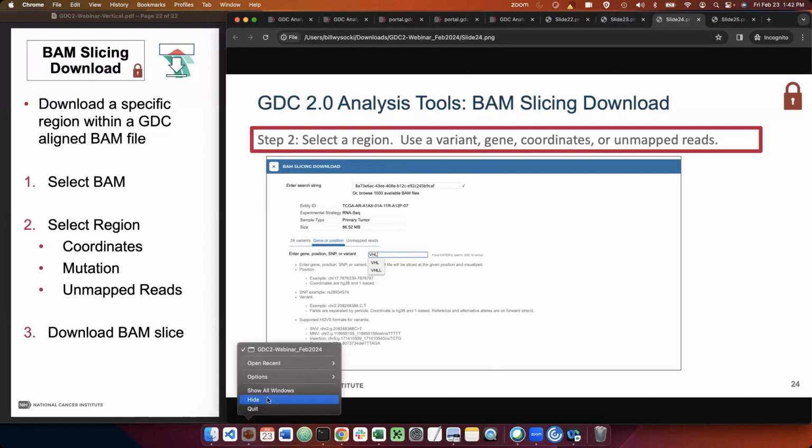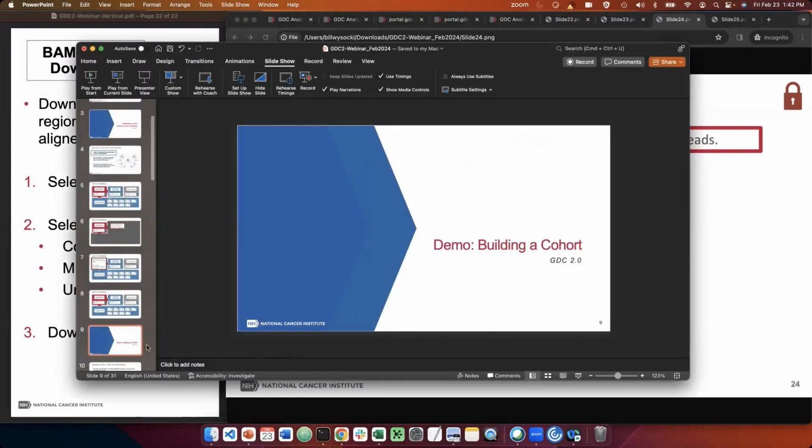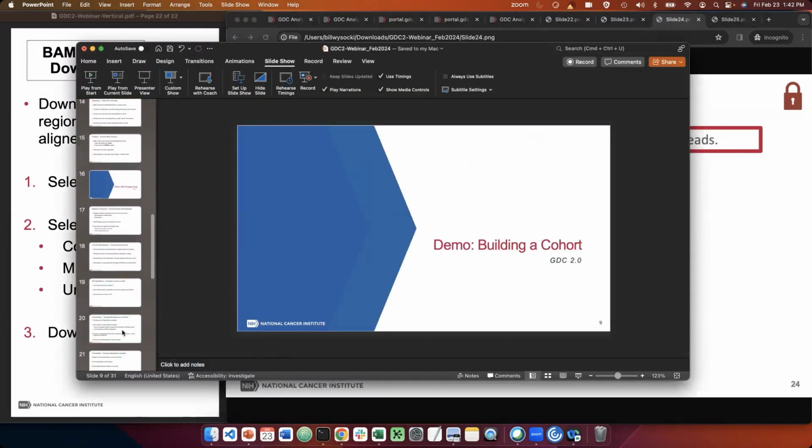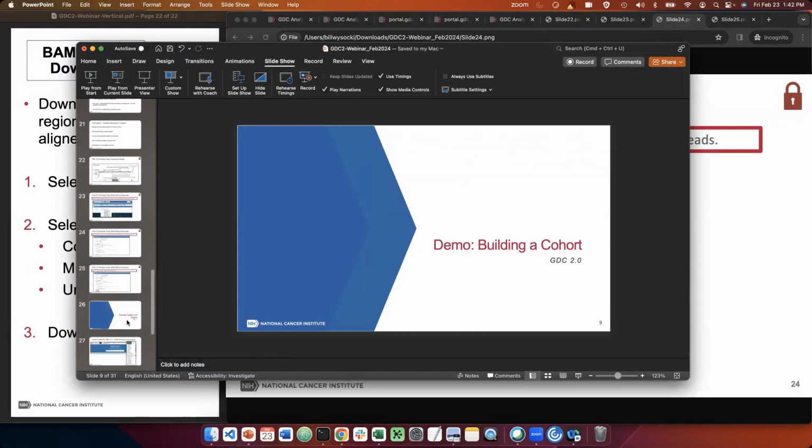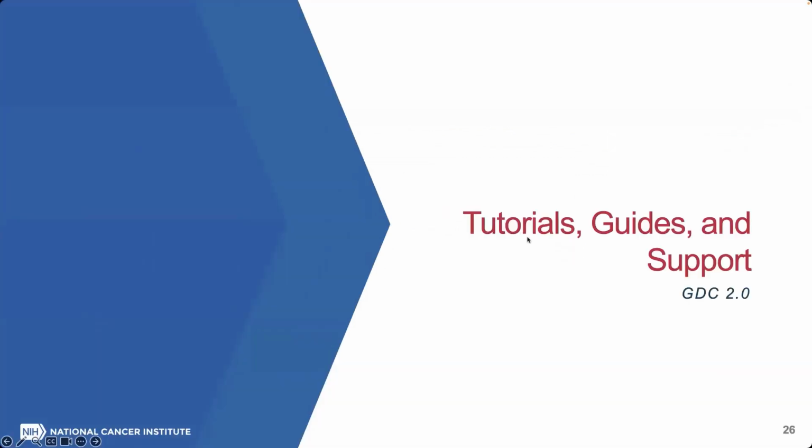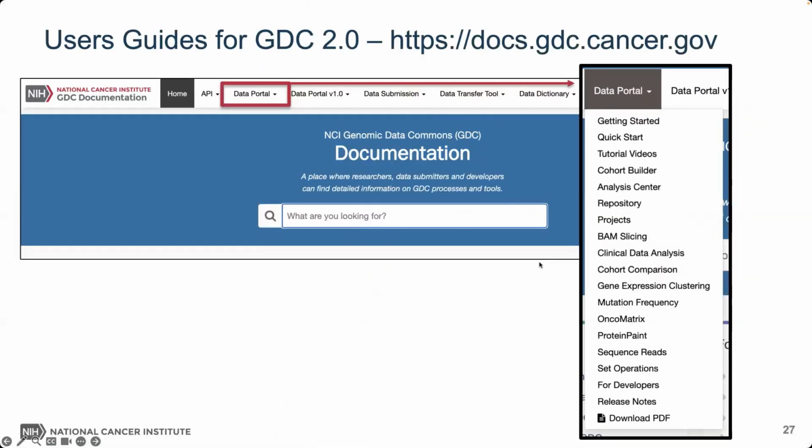I'm going to go back to the PowerPoint and show you a few more things. We're going to talk now about tutorials, guides, and support for GDC 2.0. There are user's guides for all of the GDC 2.0 tools, and you can get to them by going to docs.gdc.cancer.gov. Click on Data Portal, and once you click on that, you'll see a list of all of the different tools that I just talked about in this presentation.